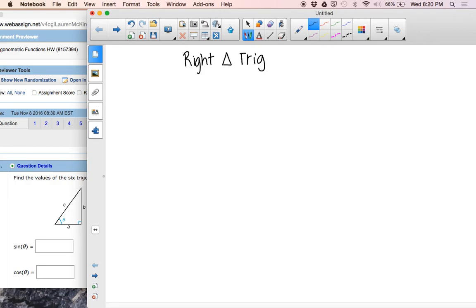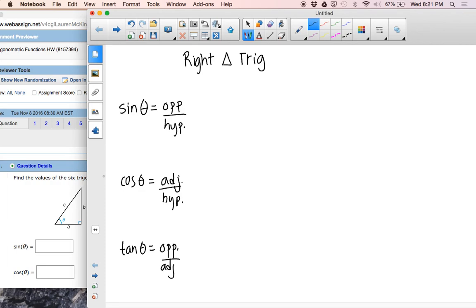And you guys already know this. Well, you know 3 of the trig functions because we've been doing SOHCAHTOA for quite a while now. So I'm just going to reiterate that sine of theta is the opposite side over the hypotenuse. Cosine of theta is the adjacent over the hypotenuse. And then the tangent of theta is the opposite over the adjacent.